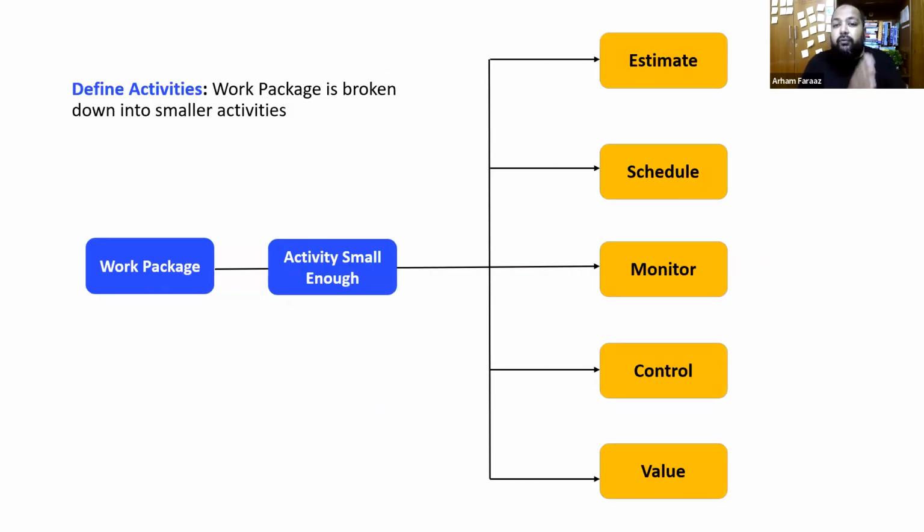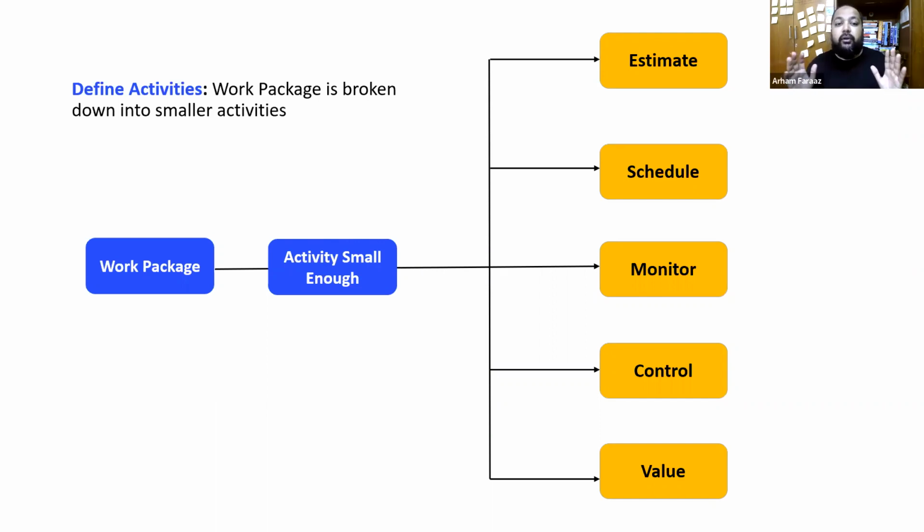Now, the work packages are now broken into small activities. Please remember for your PMP examination, when I'm decomposing a work package into an activity, I'm referring to schedule management. When I'm decomposing the work package into a deliverable, I'm referring to scope management. Okay, that's the difference. On the exam, they will not refer directly, but see if a work package is decomposed into a deliverable, it is referring to scope. If a work package is decomposed into activity, it is referring to schedule management.